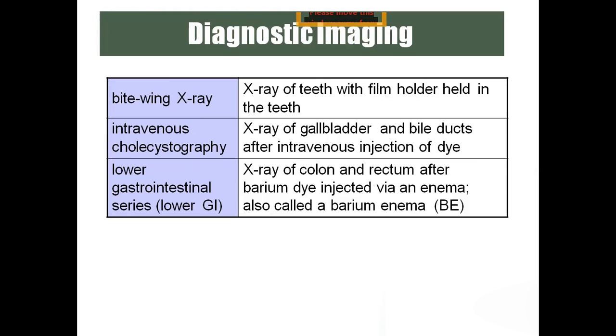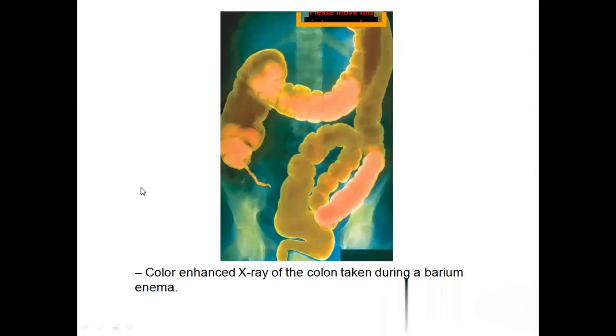And lower gastrointestinal series, x-ray of the colon and rectum. Only when injecting the barium will they get the contrast x-ray. This we also call barium enema. In this they are taking an x-ray particular to the lower region of the GIT. And this was the barium enema.